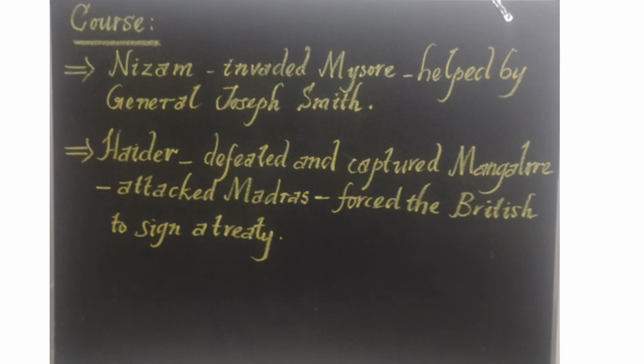In March 1769, he attacked Madras and forced the English to sign a treaty. So when he attacked Madras, the English were afraid of Hyder Ali and his bravery and his soldiership. They were forced by Hyder Ali to sign a treaty. So the English came to an agreement to sign a treaty. A treaty was signed on 4th April 1769.